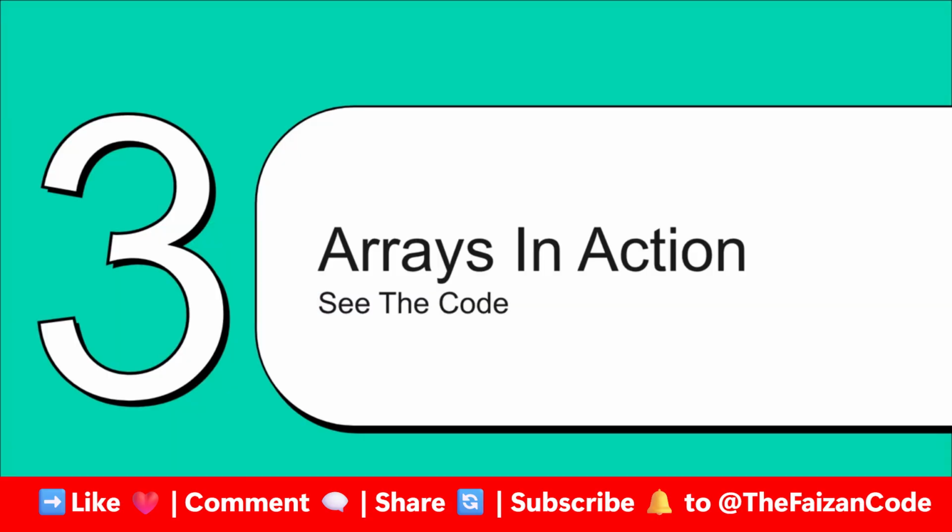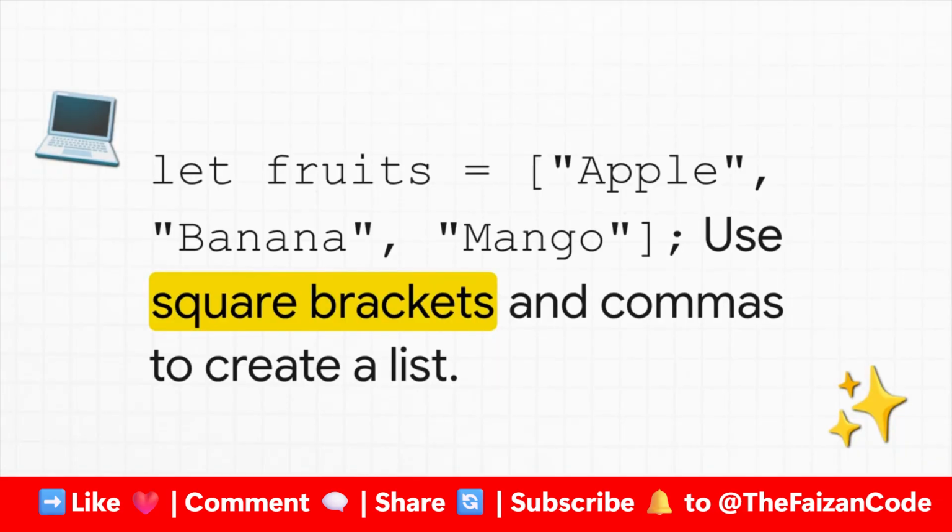All right, enough theory. Let's see what this actually looks like in your code. And you'll see it's probably a lot simpler than you think. So to create an array, you just declare a variable and use these square brackets. Inside, you list out all your values, and you just separate them with commas. So in this example, we have an array called fruits, and it's holding 3 different strings: apple, banana, and mango.